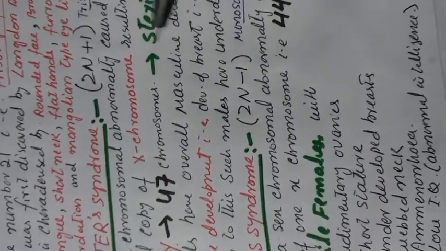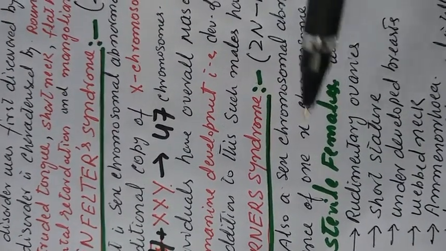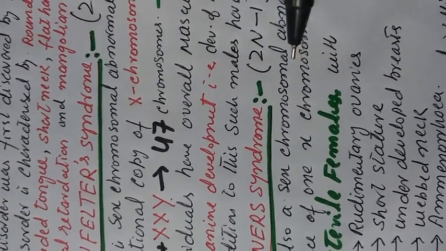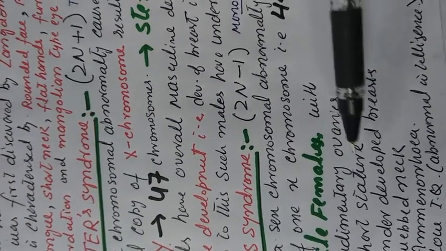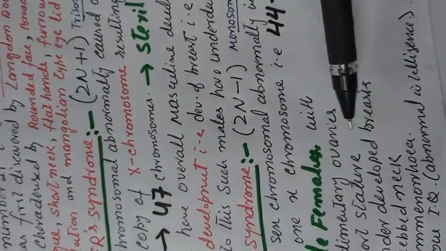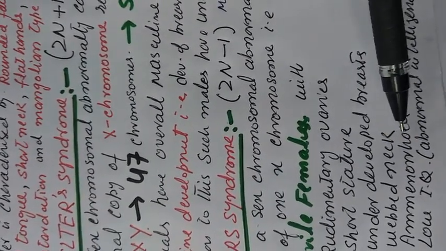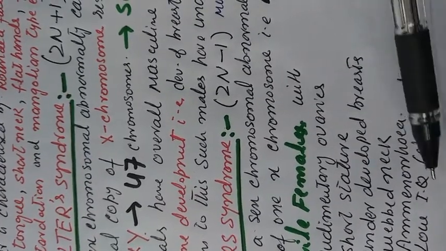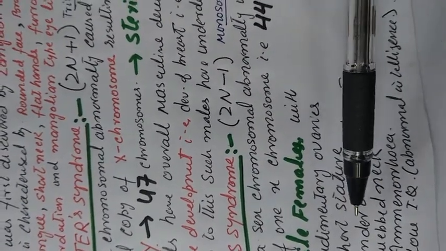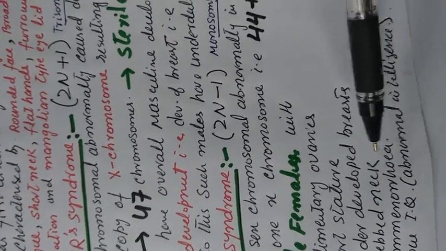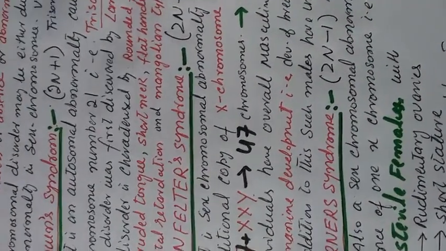Persons suffering from Turner syndrome are usually sterile females with other characters like rudimentary or underdeveloped ovaries, short stature, underdeveloped breasts, presence of a webbed neck, and absence of menstruation, termed amenorrhea. In addition to these symptoms, the person has a low IQ, that is, abnormal intelligence. Now this is all about the chromosomal disorders.